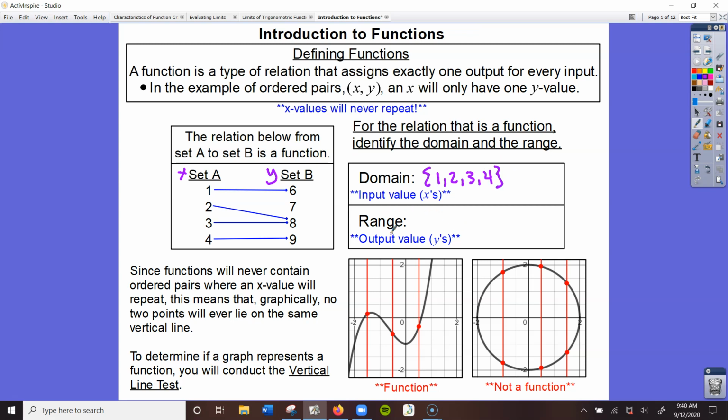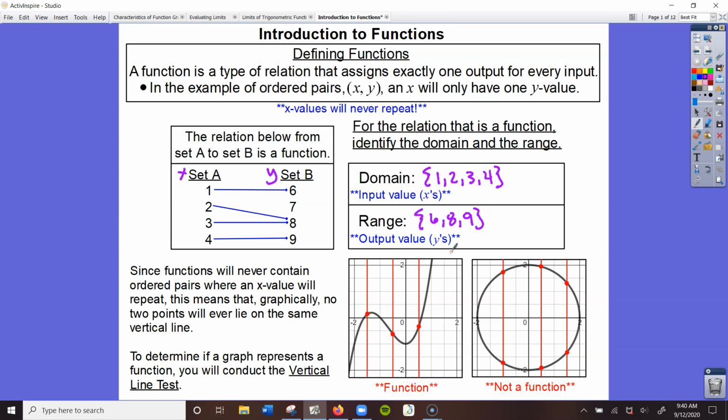If I asked you for the range, it would be the set of all of the y values. Now notice here on this box that all of the x's are leading to these y values, and 7 is not used. Therefore 7 would not be included in the range. Our range would then just be 6, 8, and 9.